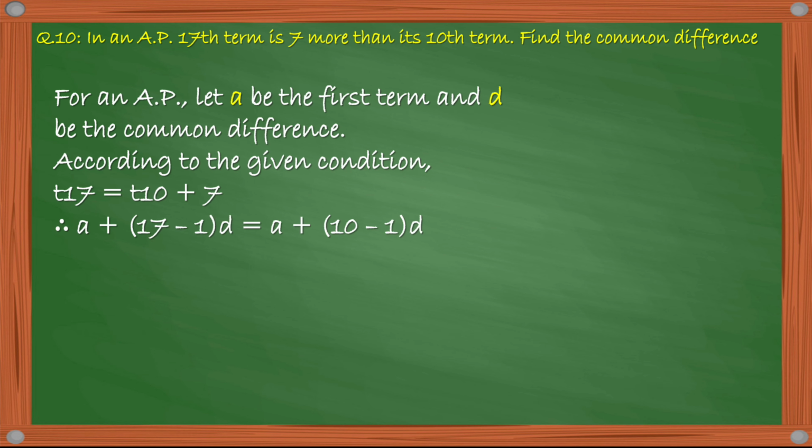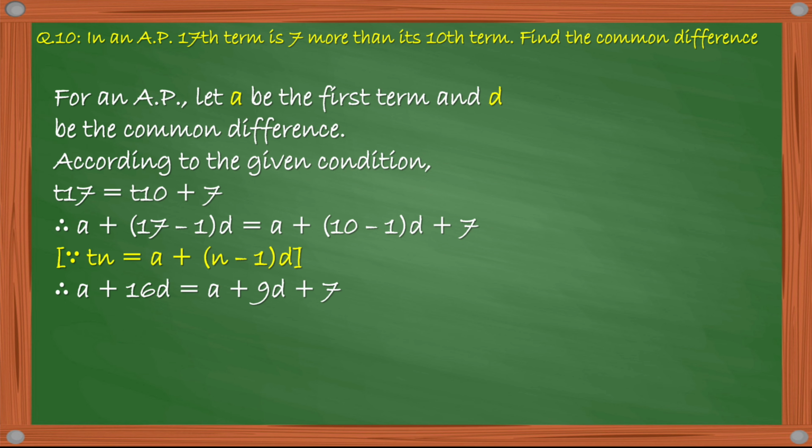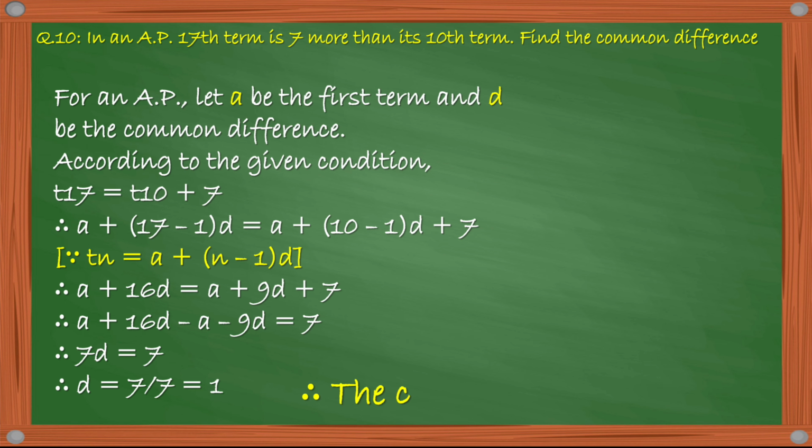We are going to write the formula. As you know, Tn equals A plus (n minus 1)D. So A plus 17 minus 1 D for T17 and A plus 10 minus 1 D for T10. You will get A plus 16D equals A plus 9D plus 7. A is there on both sides, it will get cancelled. So 16D, you bring the number on this side. 16 minus 9 is 7D equals 7, therefore D equals 1. Which means the common difference is 1.